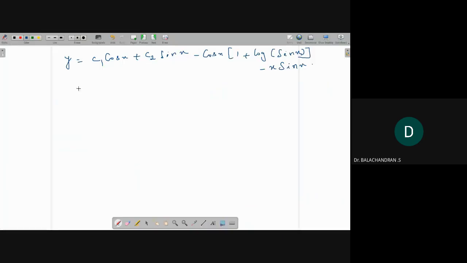Okay. Second problem. I am expecting somebody to solve this problem and tell the answer before I solve it. I am expecting the answer from your side, but I will also do it slowly. So try to do it a little bit fast and then tell the answer. Solve by the method of variation of parameters.